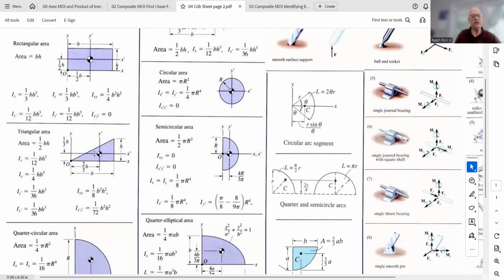because this triangle is flipped from our orientation. This triangle is farther away from the y-axis. Our triangle touched the y-axis. And so we actually got a different IY for this guy. And so just realize what you're looking at there. So I wanted to point that out to you just so you can read this crib sheet better and decide on how you're going to do your approach.